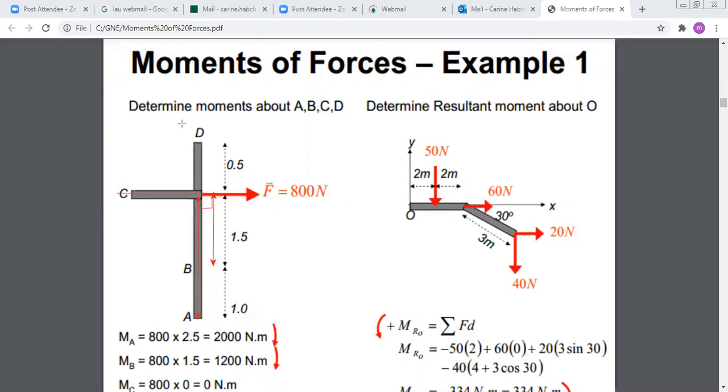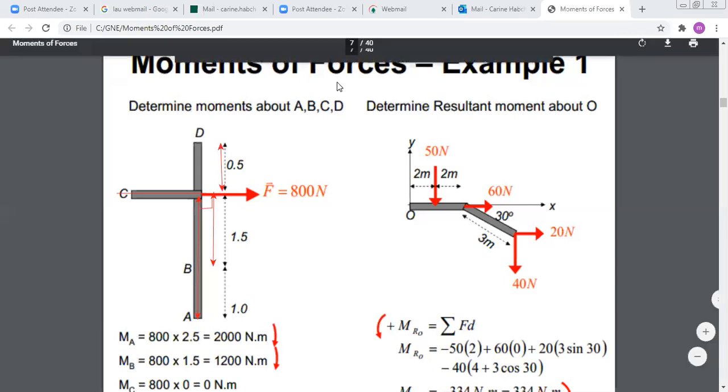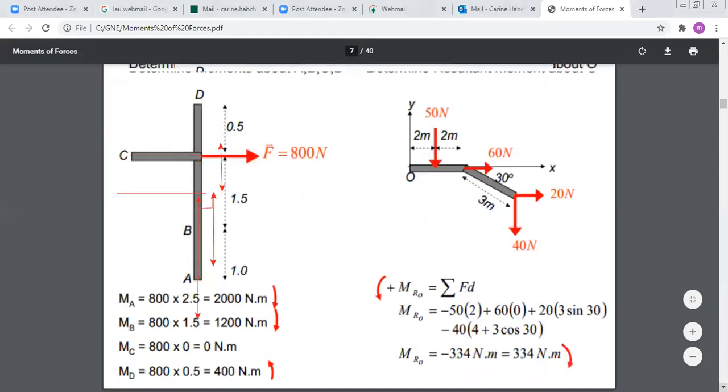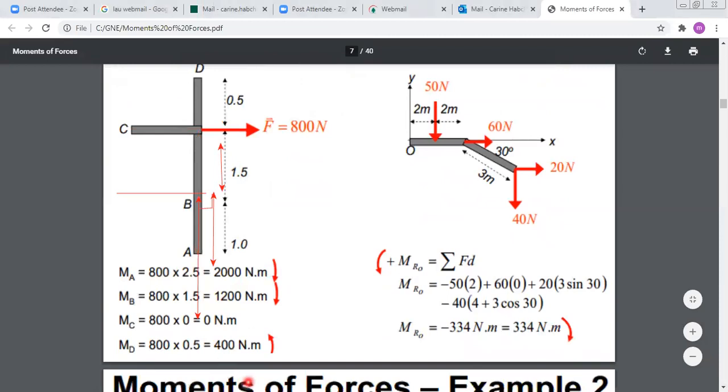Now, if we take the moment of F about point D, the perpendicular distance from F to D is 0.5, and it's rotating now in the counterclockwise direction. Okay, so this is the direction of rotation, it's counterclockwise. Therefore here, if we want to put the arrow, it is in the opposite direction, like this.